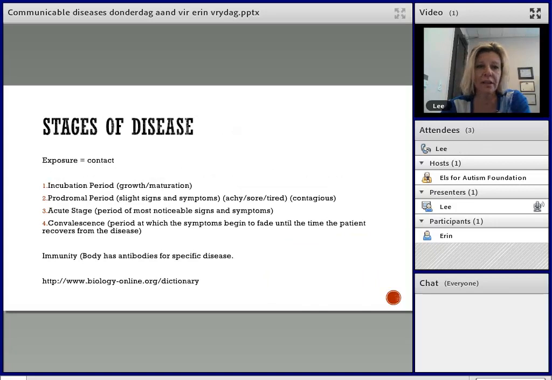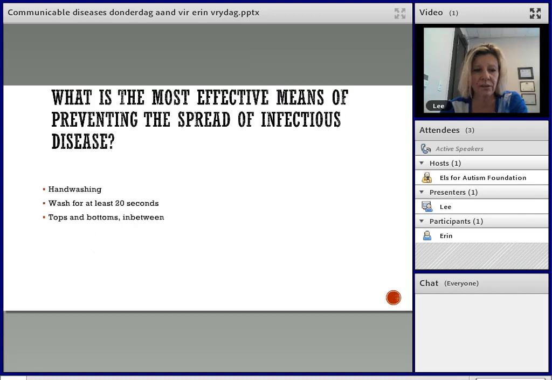Stages of disease. So, of course, there has to be exposure. That's the contact with the pathogen. There's going to be an incubation period where there's growth or maturation. And the prodromal period is slight signs and symptoms. You're starting to become achy, sore, tired, and you are contagious in this period. And then there is the acute stage where there are the most noticeable signs and symptoms. Convalescence is the period at which the symptoms begin to fade until the time the patient recovers from the disease. And hopefully you'll have immunity to a specific disease afterwards.